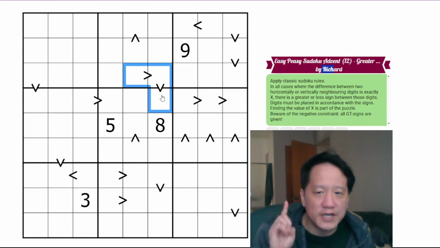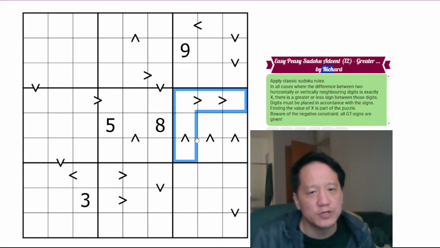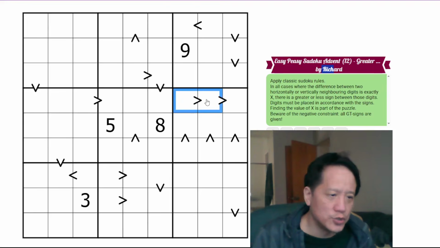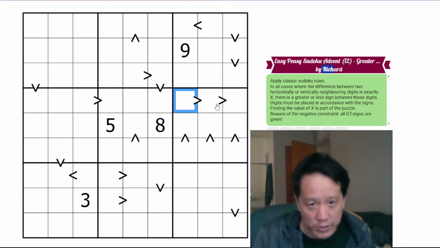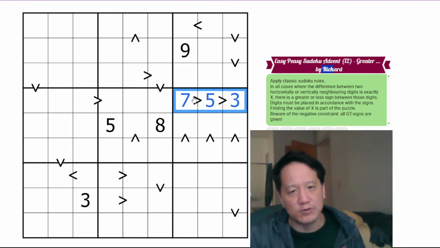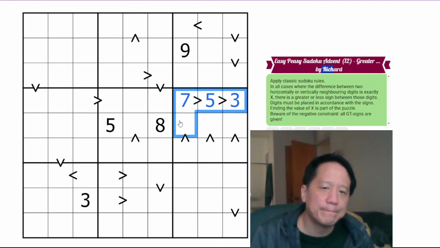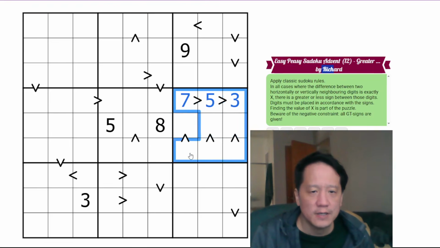Also, beware of the negative constraint. All greater than signs are given. So that means we have a negative constraint here, and we don't know what x is. Say x was, I don't know, 2 or whatever. Then these digits would have to have a difference of 2. And this would be 2 greater than this cell, which would be 2 greater than this cell. So you could have, say, 3, 5, and 7 there, and that would be valid. And those are examples of how this could work. I've never actually seen this puzzle type before, so I was kind of curious about how that worked. Anyways, those are all the rules.